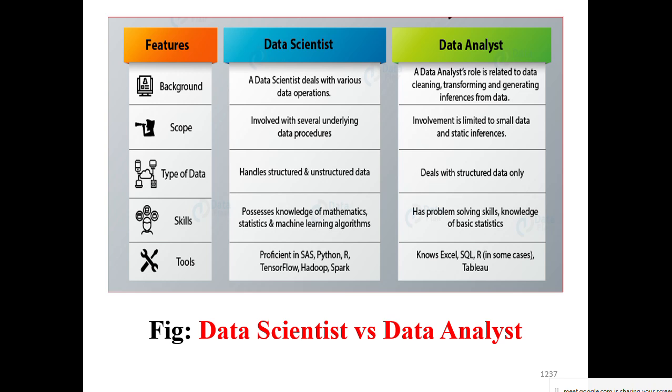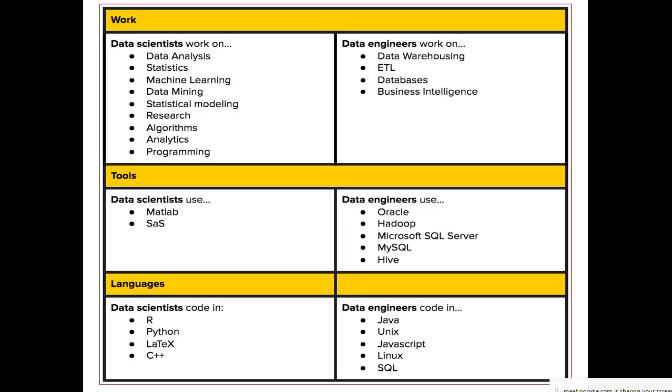So SAS is a statistical tool, Python is a programming language, R is a visualization programming language, TensorFlow is a library for dealing with deep learning applications, Hadoop is a big data processing engine, and Spark is a big data technology tool. Whereas a data analyst knows Excel, Structured Query Language, and in some cases Tableau for visualization purposes.